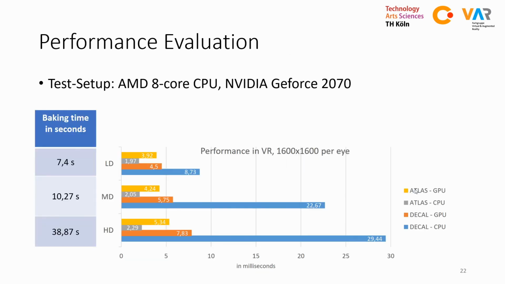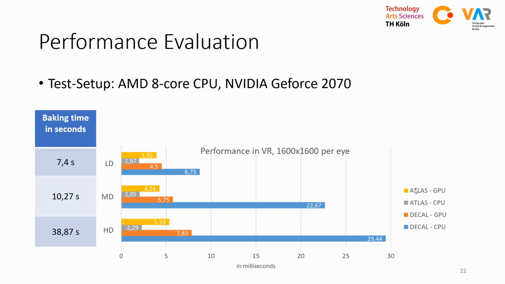Our test setup consisted of a modern 8-core CPU from AMD, as well as a GeForce 2070 from NVIDIA. The pre-processing times for the 3 individual models were 7.4 seconds for the LD model, 10.3 seconds for MD, and over 38 seconds for the high decal model.